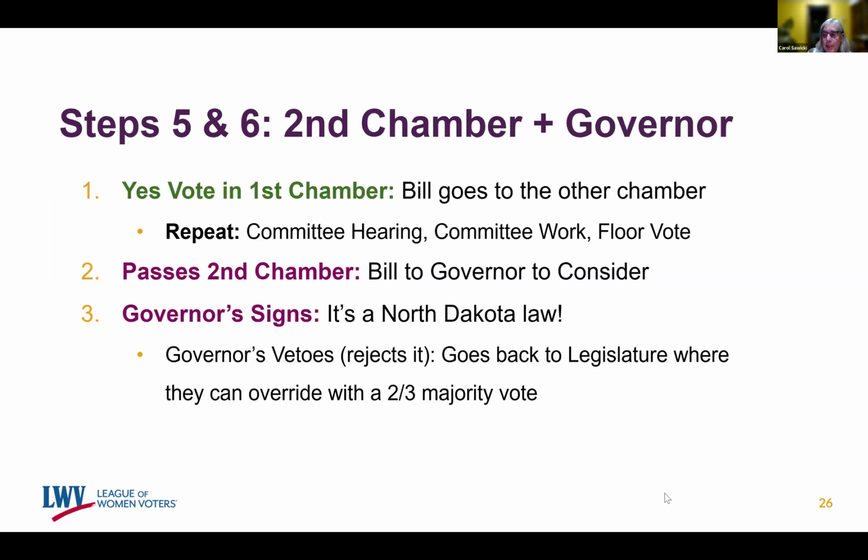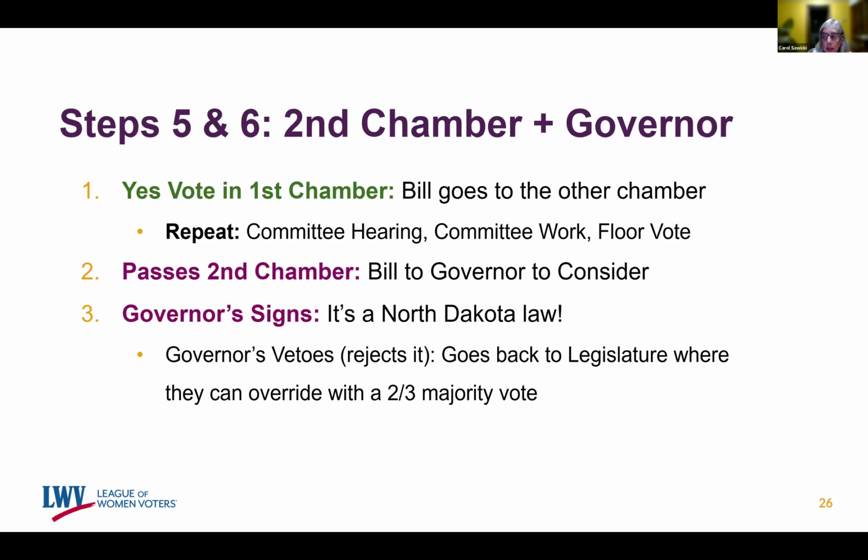What we're describing here is the simplest way a bill can go through. A lot of them get amended and come back and forth several times, but the final thing is when the House or the Senate votes on it, and if it passes, then it goes off to the other chamber. So then in the second chamber, they repeat the same procedure. There's a committee hearing, committee work, and a floor vote. And if it passes the second chamber, the bill goes to the governor to consider. If the governor signs it, it's a North Dakota law.